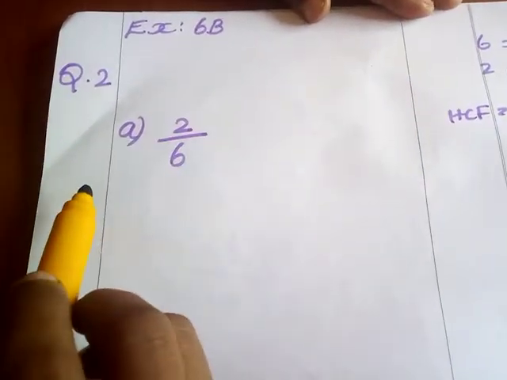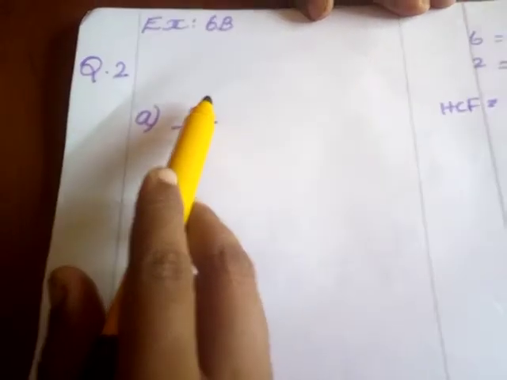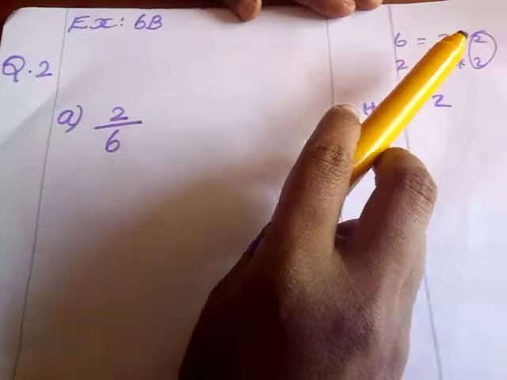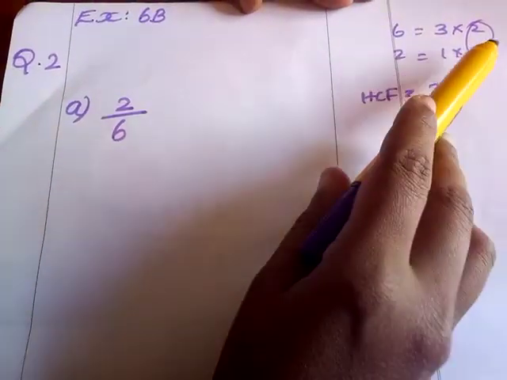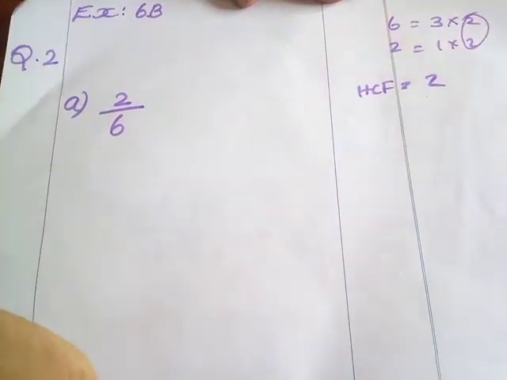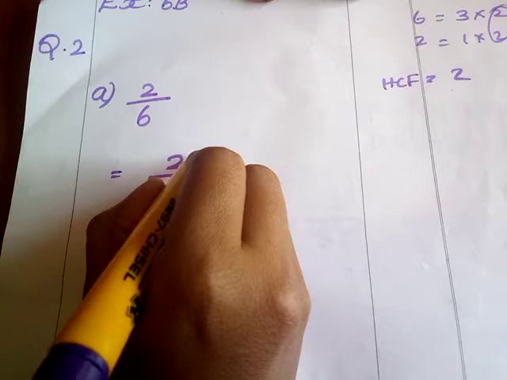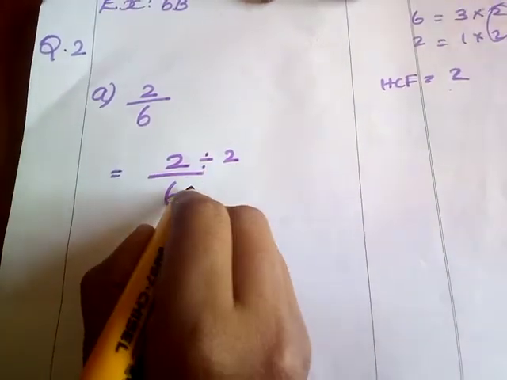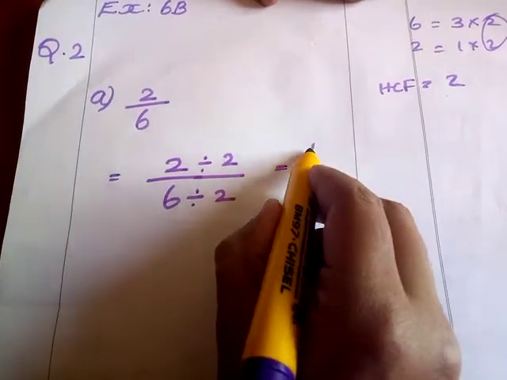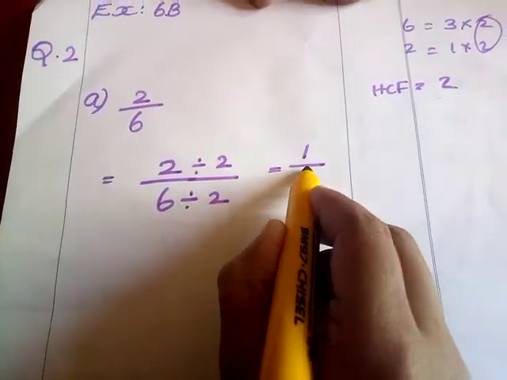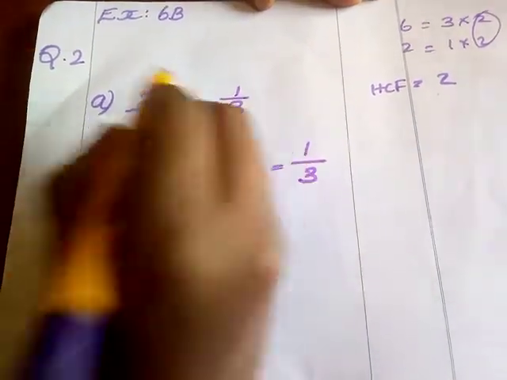2 by 6. I need to find out what is the HCF of 2 and 6. So 6 is 3 into 2 and 2 is equal to 1 into 2. So the HCF is 2. The next step is to divide by the HCF. So 2 divided by 2 and 6 divided by 2. 2 divided by 2 is 1 and 6 divided by 2 is 3. So the lowest term of this fraction is 1 by 3.